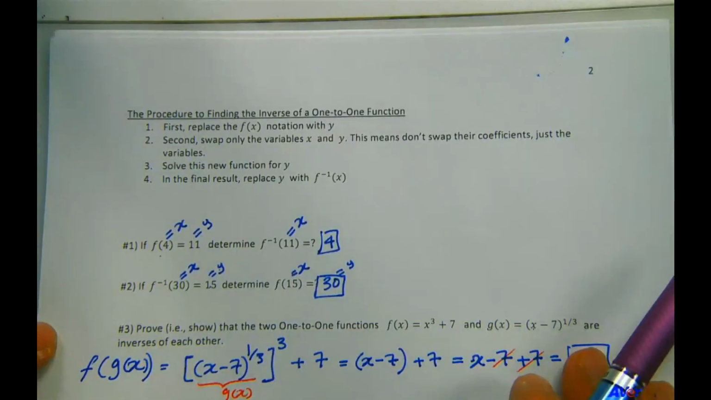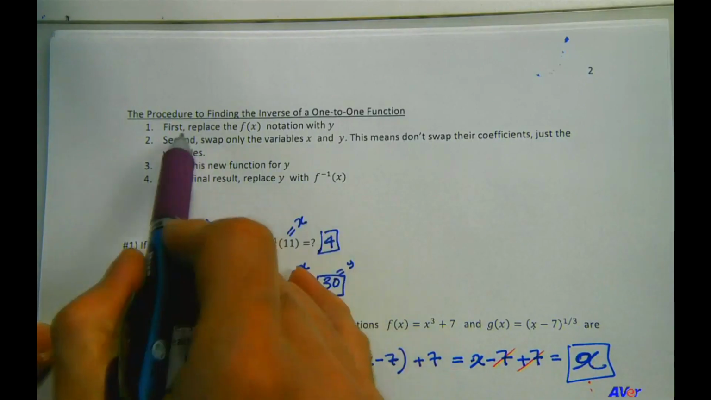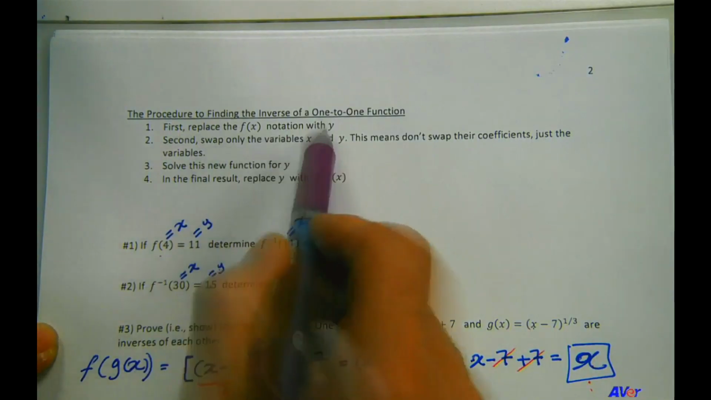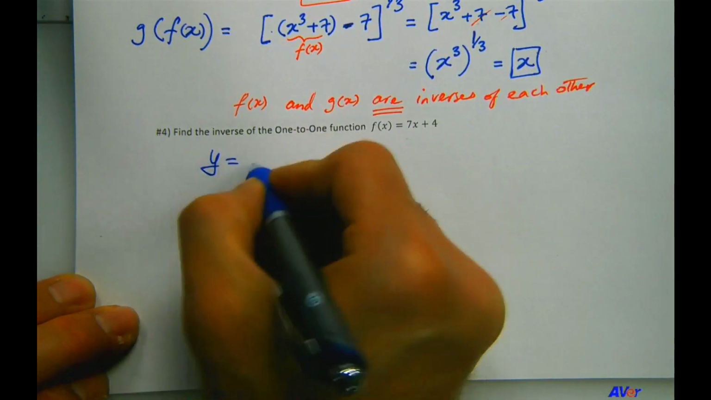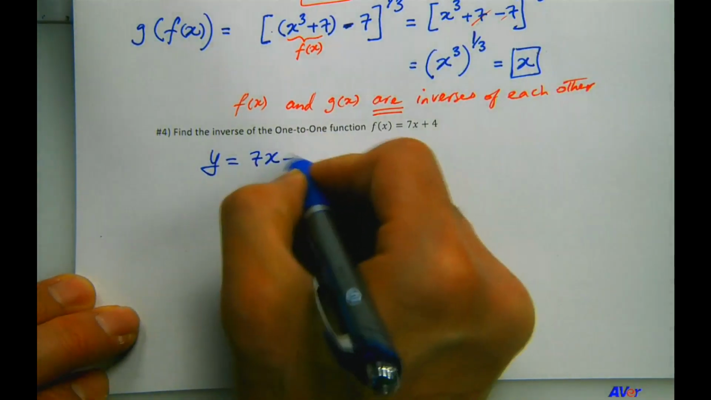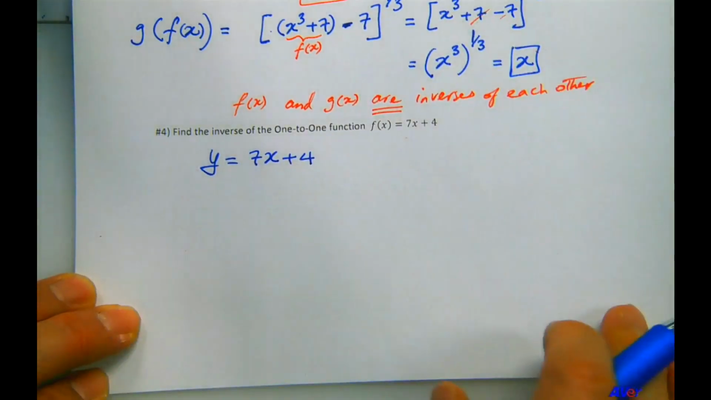So the procedure to finding the inverse of a function is at the top of this page, right there. So first, replace the f of x notation with y. So let's do that. Instead of f of x, I'm going to say y equals 7x plus 4.